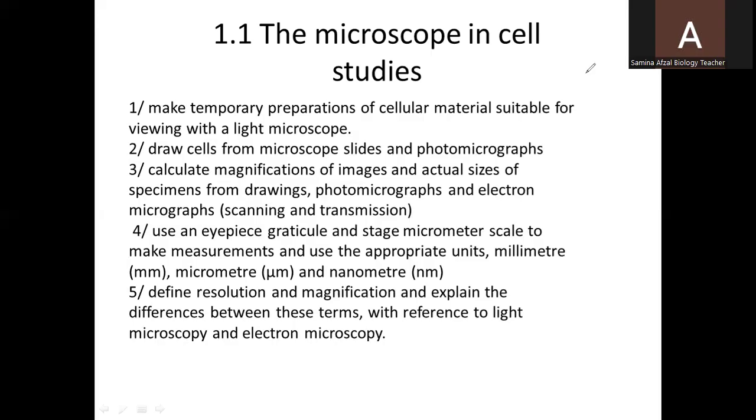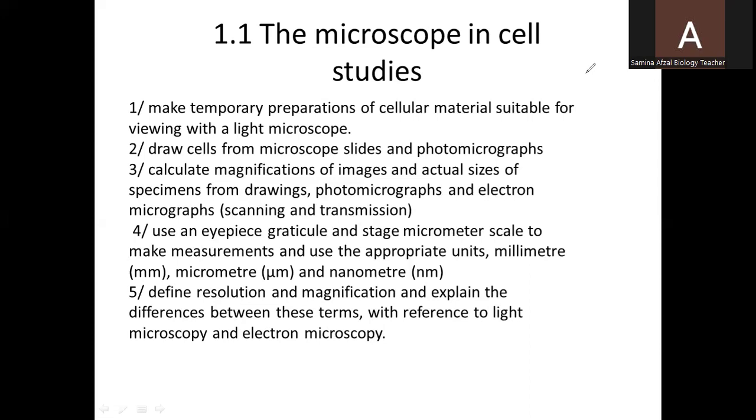So here you can see the first point. With the help of a light microscope, you have to prepare the slides, and you have to observe those slides under the light microscope. Then you have to draw cells from microscope slides and photomicrographs. That is, with the help of those slides which you observe under the microscope, you have to draw the different cells or the different tissues which will be shown under the microscope. You have to draw plain diagrams of those cells or tissues.